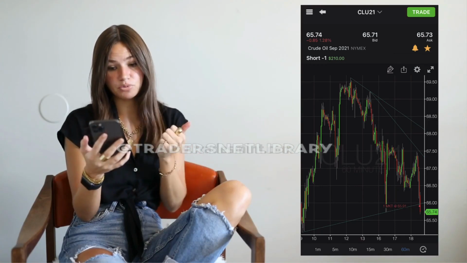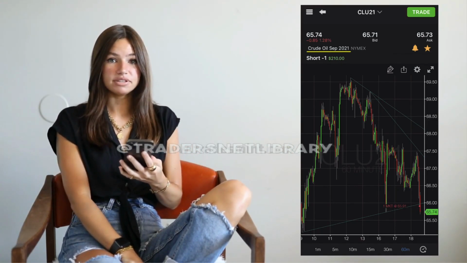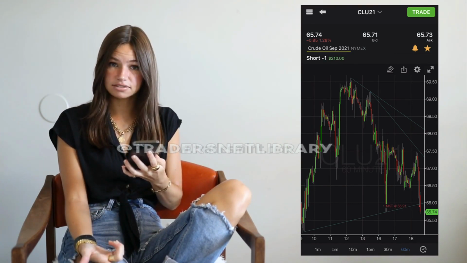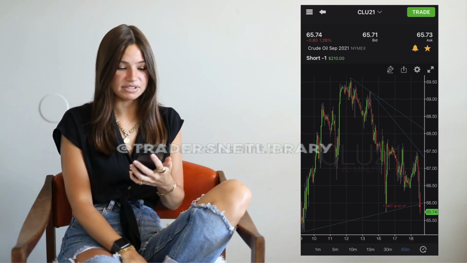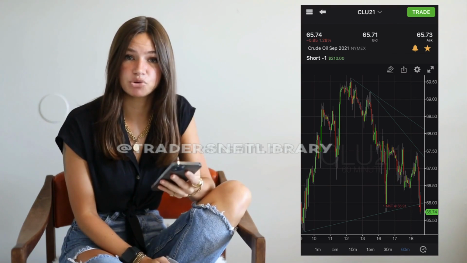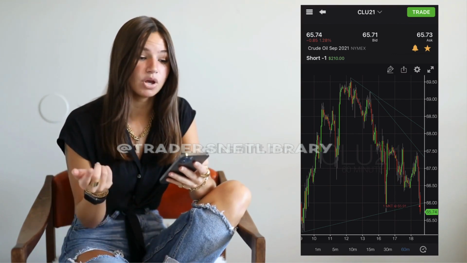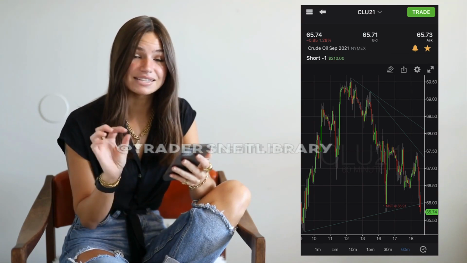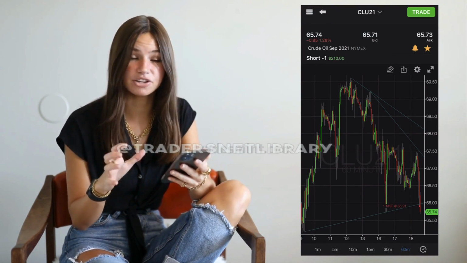Okay, back to my trade here. So we're looking at crude oil. This is futures, and this is a contract. So it may sound confusing, but I promise it's not. It would be just the same as if you were to type in AAPL, Apple. You want to trade Apple, you got to type in the symbol for it. Well, if you want to trade futures, you have to type in the symbol for it. Crude oil is CL, that's how you trade crude oil.